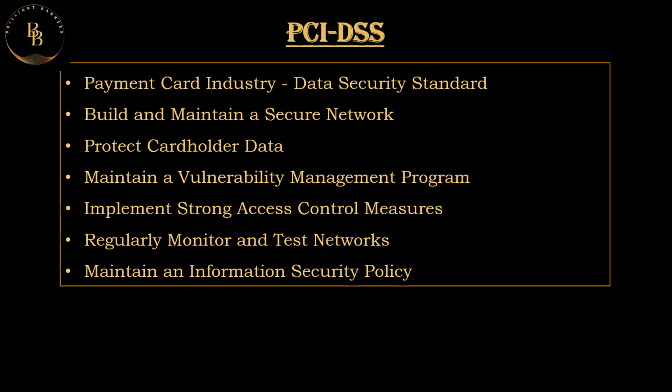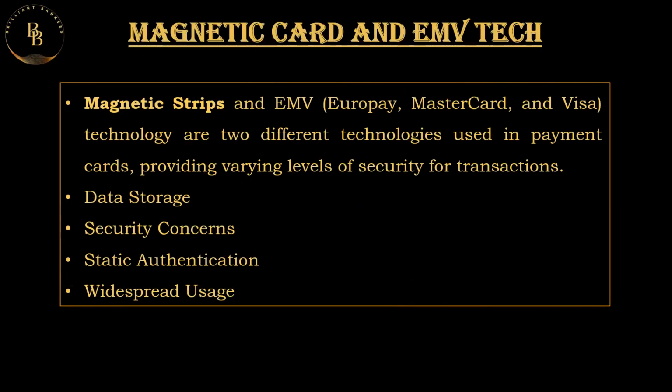Coming to the topic, magnetic card and EMV technology. We have already discussed what is EMV technology. It is Europay, MasterCard, and Visa technology. So magnetic card and EMV technology are two different types of technologies that are used in payment cards, providing varying levels of security for the transactions, wherein we can see in an overview what the features of a magnetic card are.